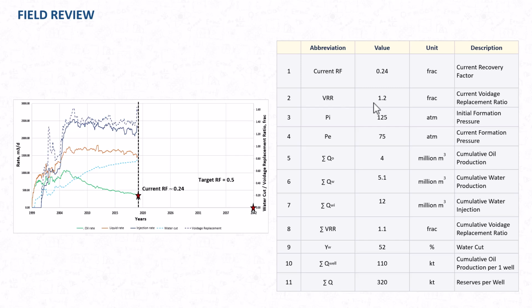So from what we can see in the right table, the cumulative voidage replacement is 110%. The current is 120, but still the current formation pressure is only 75, and the initial was 125. So it means that we are injecting more liquid than producing, but the pressure is still dropping. So probably, as you can see from this table directly, we do have a problem with the water flood.